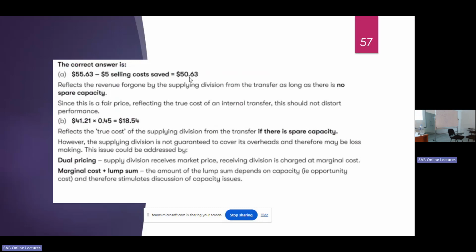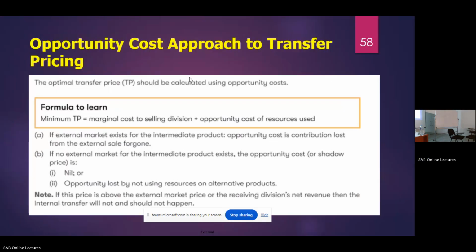Then you can add a premium or a markup to this. Normally you are not selling at cost, you add a profit mark-up. Right?